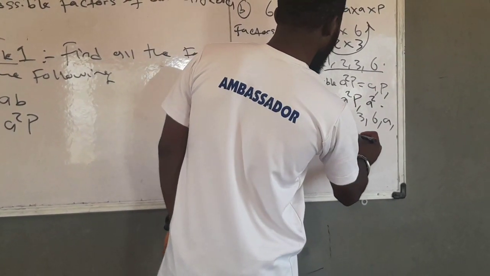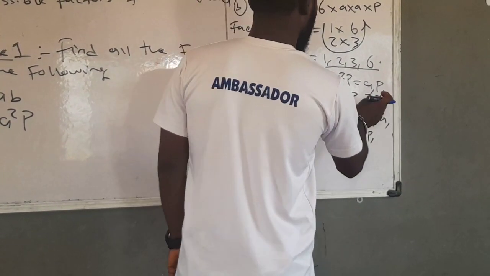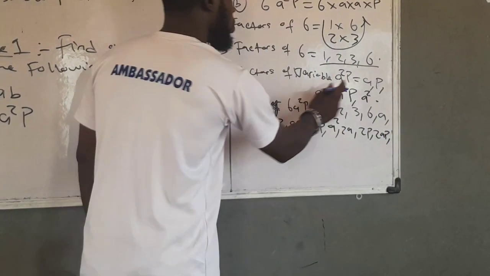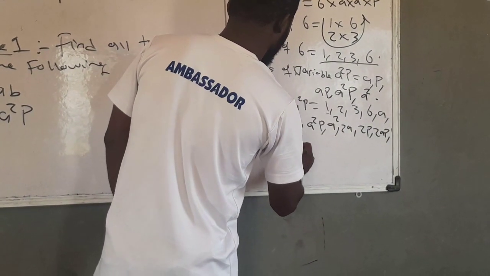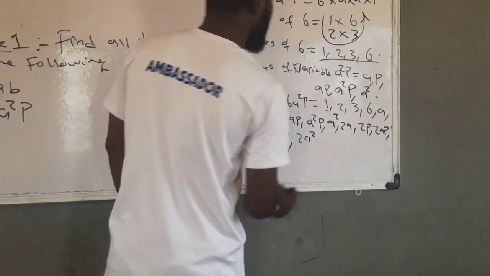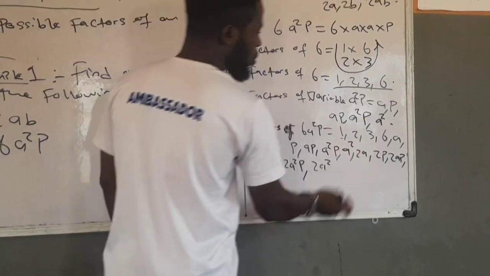We have 2A, 2 times P, that's what? 2P. We have 2 times AP, that's 2AP. We have 2 times A squared P, that's 2A squared P. We have 2 times A squared, that's 2A squared. That's for 2. You go to the next number, which is what?